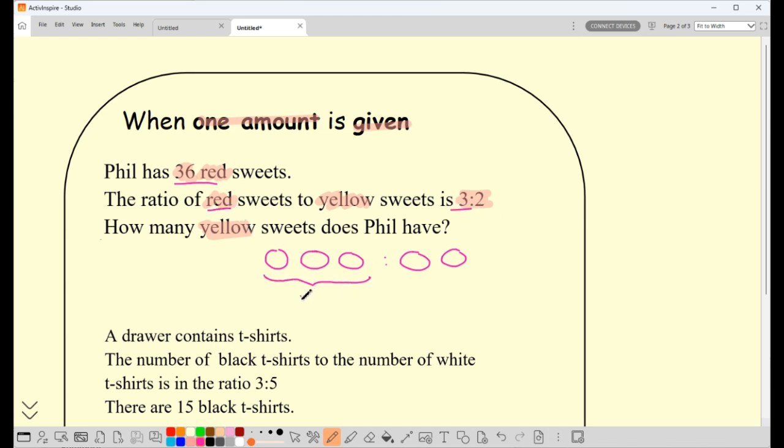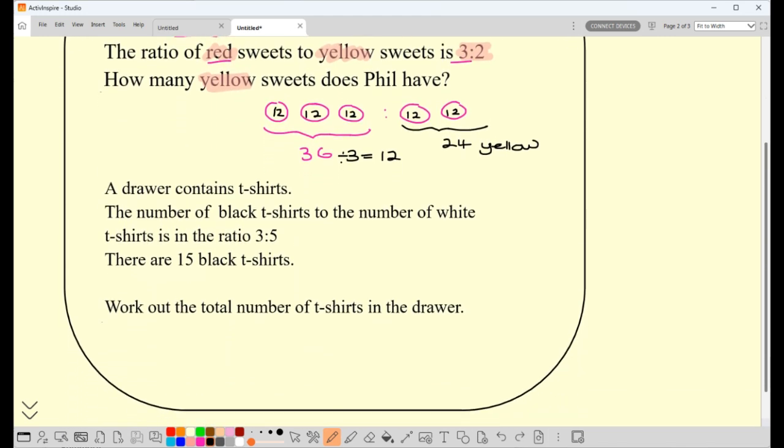So the 3 part is the red, and that represents 36. We'll divide it by 3 to find out what one part would represent, and that's 12. And then 12 can go into each of the other circles. We can now visualise it clearly in how many yellow sweets, which is the right part of the ratio. There would be 24 yellow sweets because 2 lots of the 12 is 24.